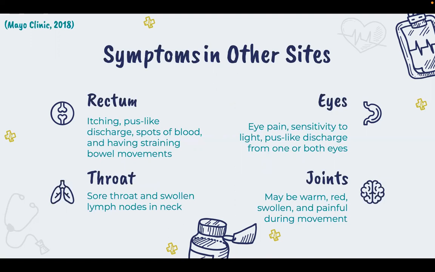Symptoms in the rectum include itching, pus-like discharge, spots of blood on paper while wiping, and having straining bowel movements. Symptoms in the eyes are pain, sensitivity, and discharge. The symptoms in the throat may be a sore throat and swollen lymph nodes in your neck. Lastly, symptoms may be in your joints due to the bacteria, septic arthritis. Symptoms in joints may include warmness, redness, and pain during movements.